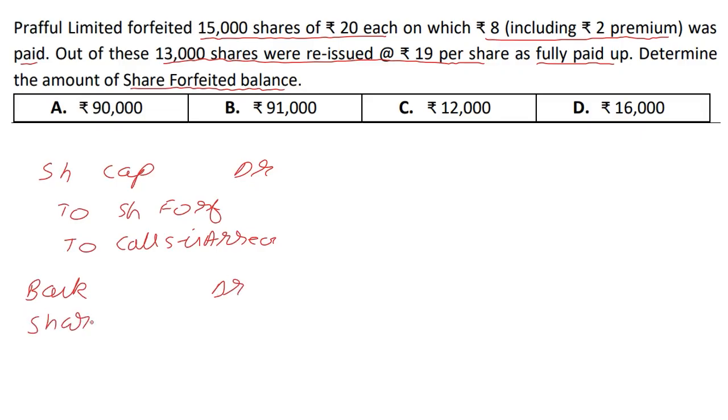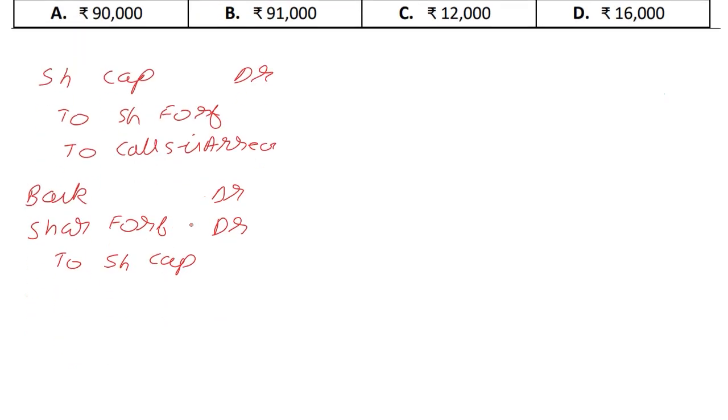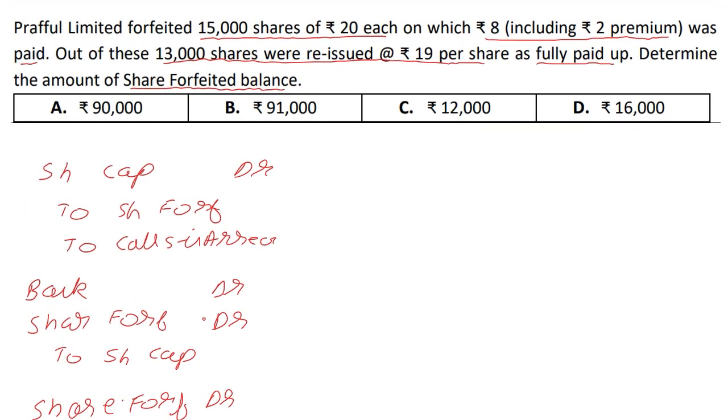share forfeiture debit to share capital. And then finally, we transfer to capital reserve, and that is again share forfeiture. Whatever share forfeiture, debit to capital reserve. These are our standard entries.